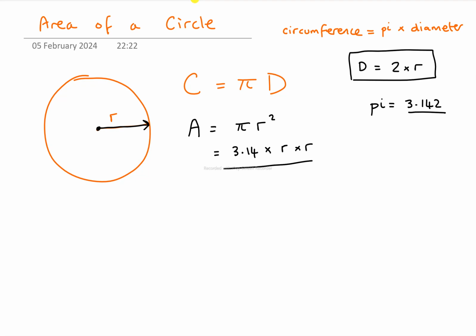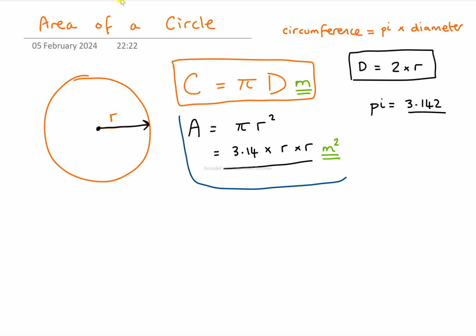What are the units? What do you measure area in? You measure area in meters squared. What do you measure circumference in? In meters. I want you to remember that. Two things. Let's get this round our heads, yeah? Circumference and area. Let's do two examples.